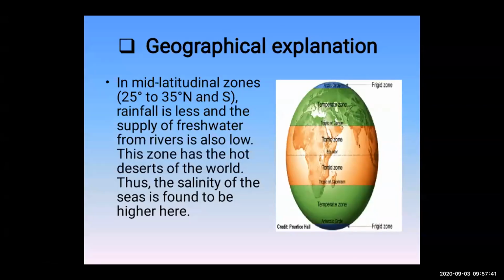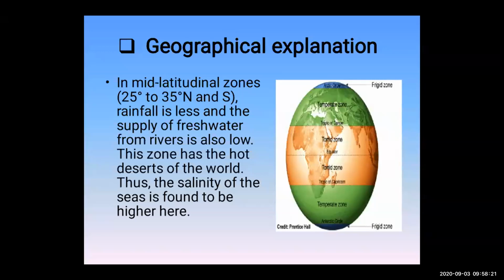We were here. This zone has the hot deserts of the world. The temperate zone also has hot zones of the world, and in this region the deserts can be seen. The temperature is very hot, but the supply of water is very little over here.